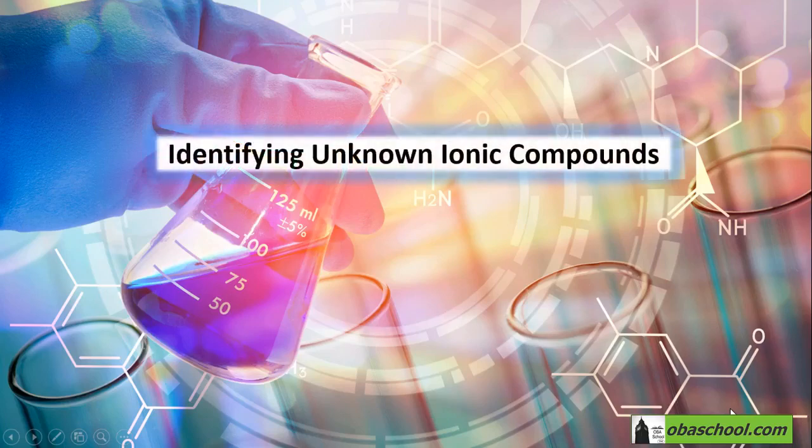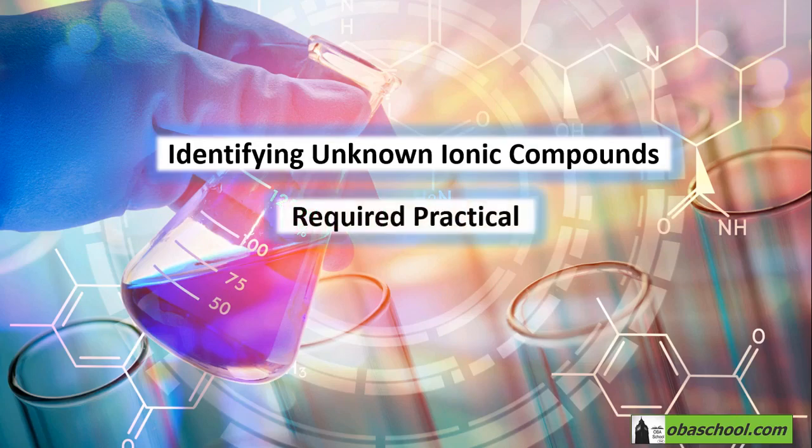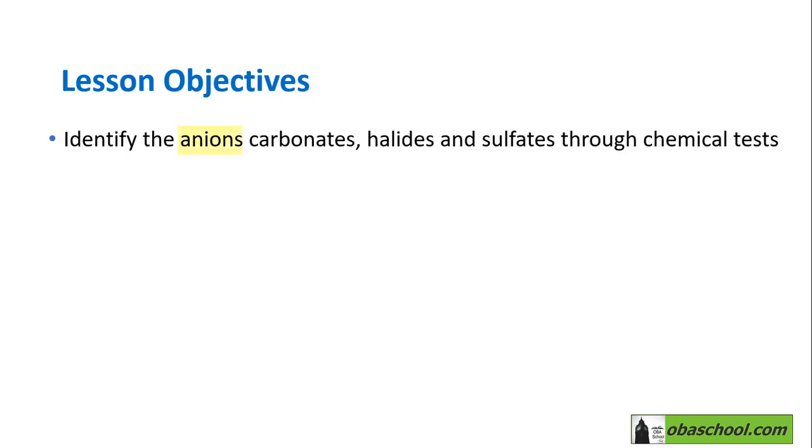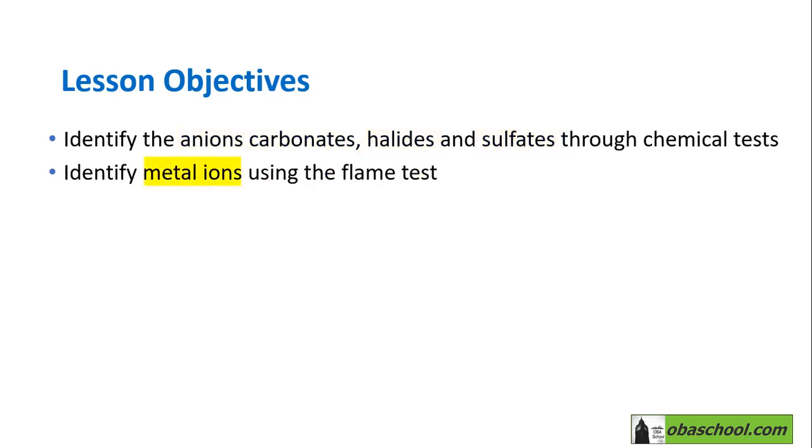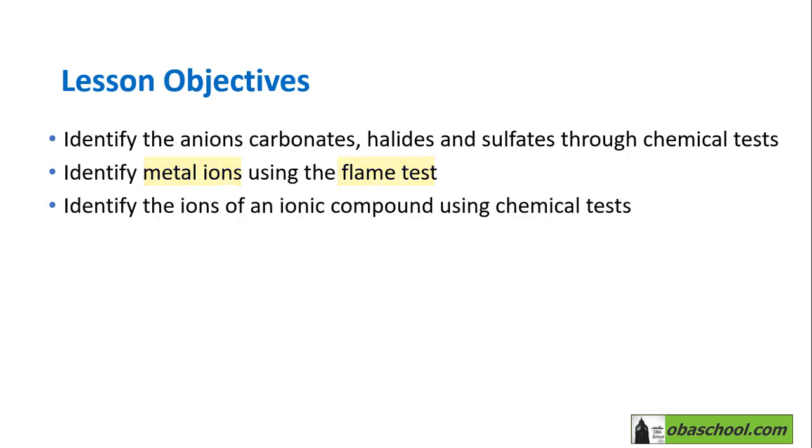Welcome back to another video, Identifying Unknown Ionic Compounds Required Practical. By the end of this video, you will be able to identify the anions, carbonates, halides, and sulfates through chemical tests, identify metal ions using the flame test, and finally identify the ions of an ionic compound using chemical tests.